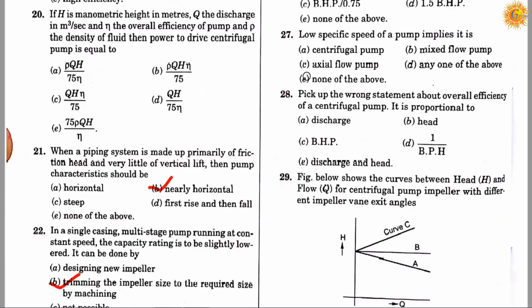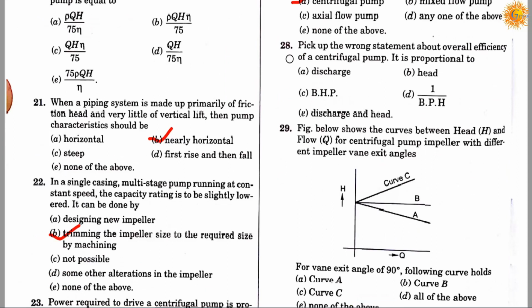Question number 27. Low specific speed of a pump implies it is option A centrifugal pump, option B mixed flow pump, option C is axial flow pump, option D any one of the above, and option E is none of the above. Correct answer is A, it will be centrifugal pump.